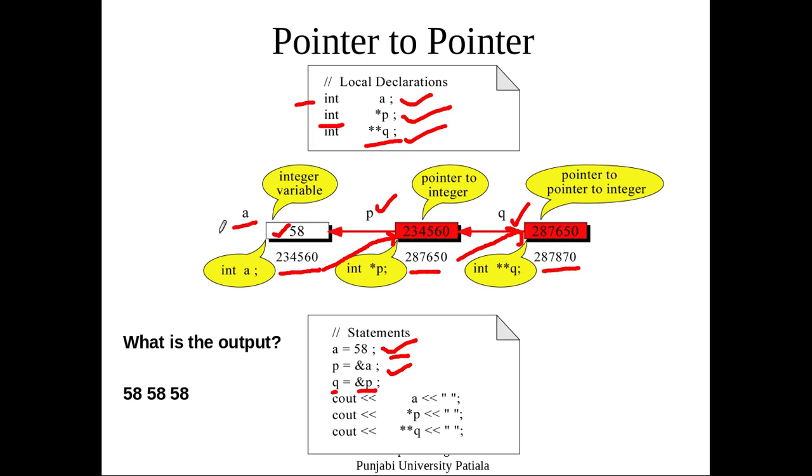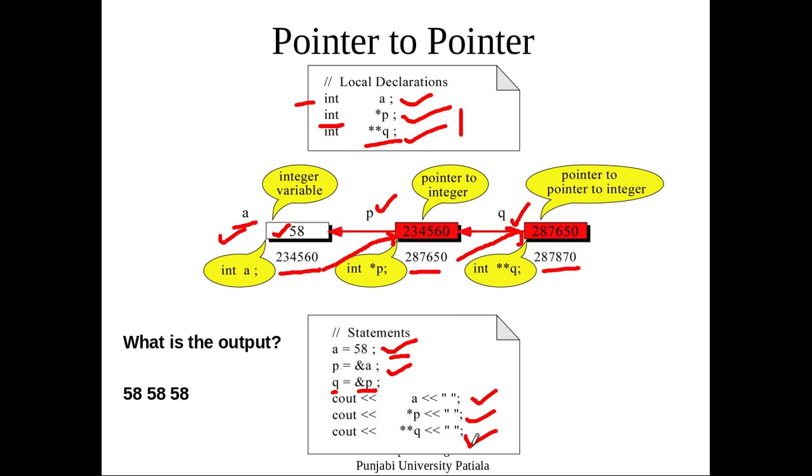Now to access this value 58, we have three different methods. If I write a, it will print 58. If I write *p, it will print 58. If I write **q, then it will print 58. Now as you can see, star has two different uses. The first use is while declaring a variable. While declaring a variable, star tells the system that this is not an ordinary variable, but a pointer variable.